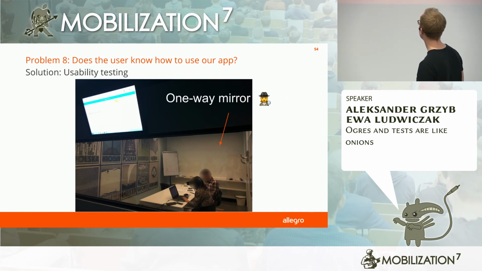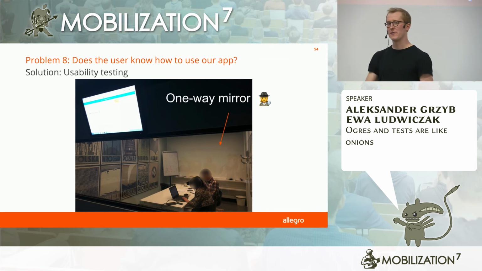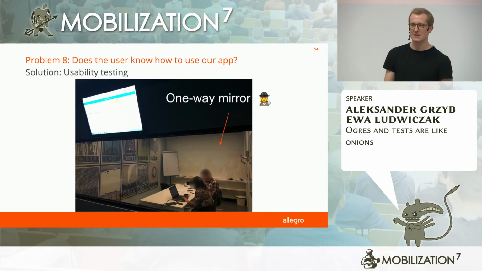We actually invite real users to our office in Poznań, and we ask them to go through critical paths in our application. That would be buying an item, selling an item, searching for an item. And we ask them questions like if they like it, if they don't like it, if we improved through time, or we ask them about their ideas. And what's really cool, every Allegro employee can sign up for such a usability test and observe the users going through our critical paths through a one-way mirror.